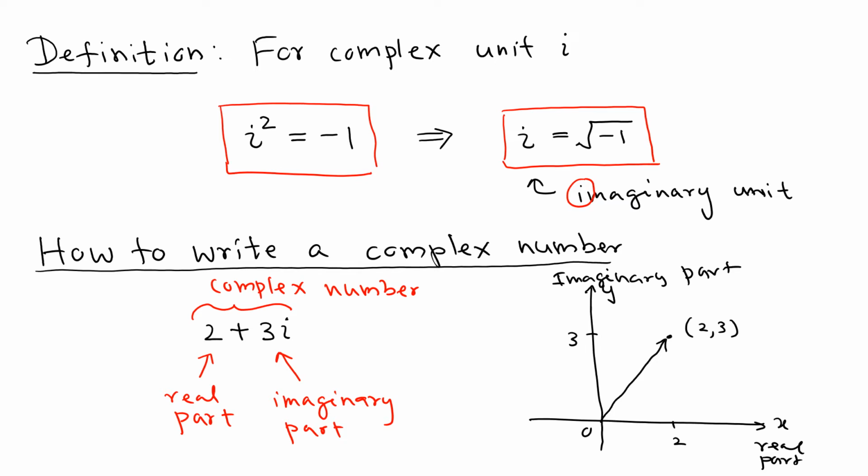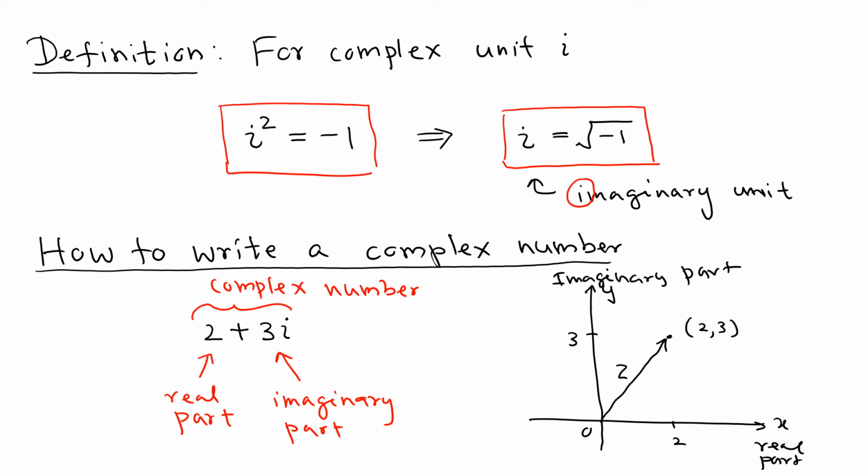This is what you call a vector. Vector means something which has a direction and a magnitude. So this is another way. So we have several ways to write a complex number. One is you can write it as 2 plus 3i. The other one is you can represent this as an ordered pair (2, 3). Also you can write a vector to represent the complex number.